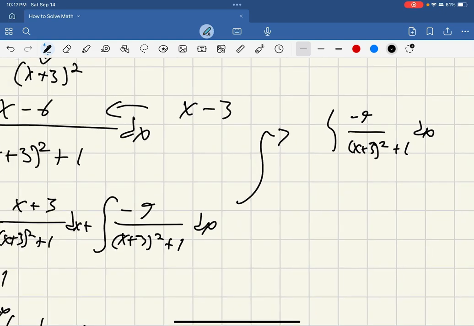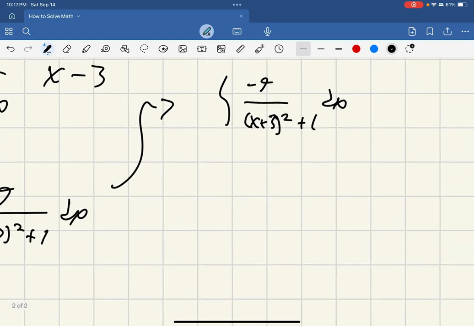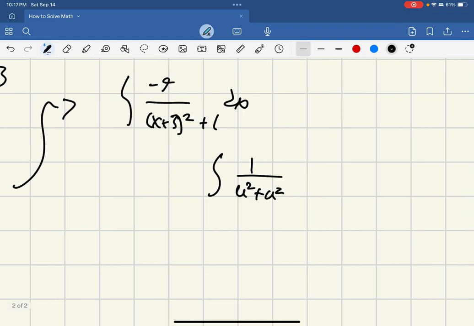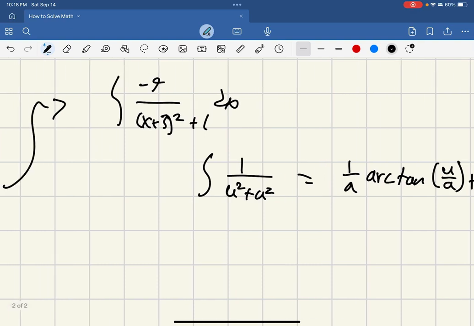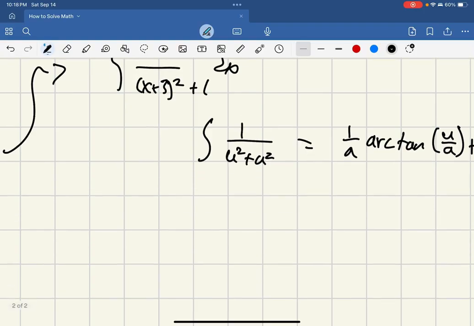And see, this is where I had a little bit of a problem, because we know that when it comes to problems like these, u squared plus a squared, if I remember correctly, this is 1 over a arctan u over a plus c. But we don't have 1 over that. We have negative 9. And so somebody in the comments correct me if this is a valid rule or not. But I'm just going to take negative 9 outside.